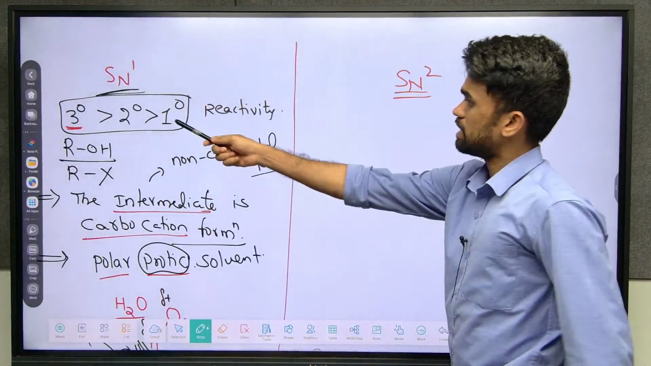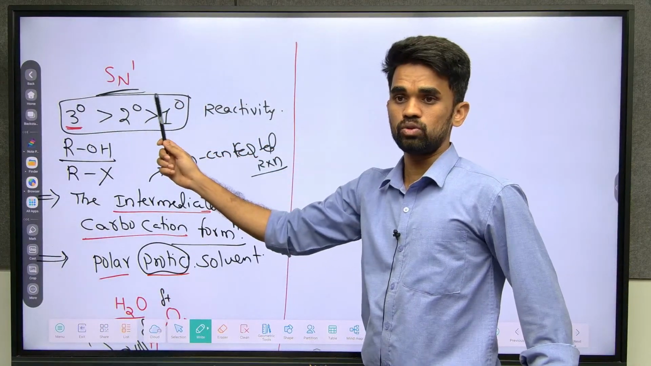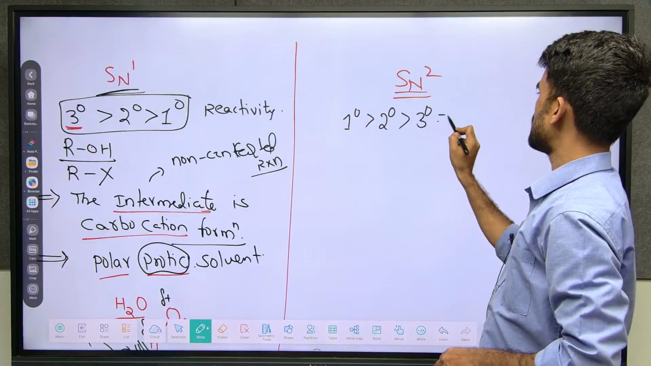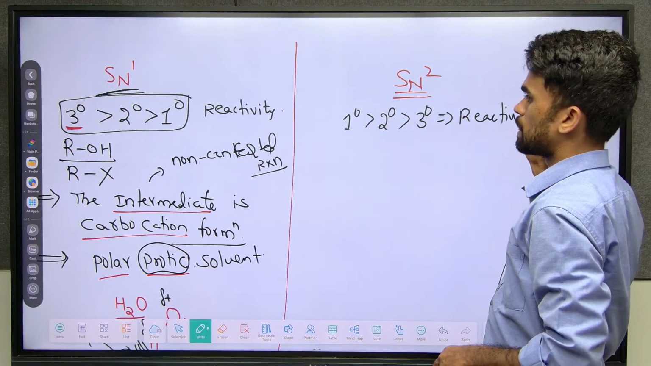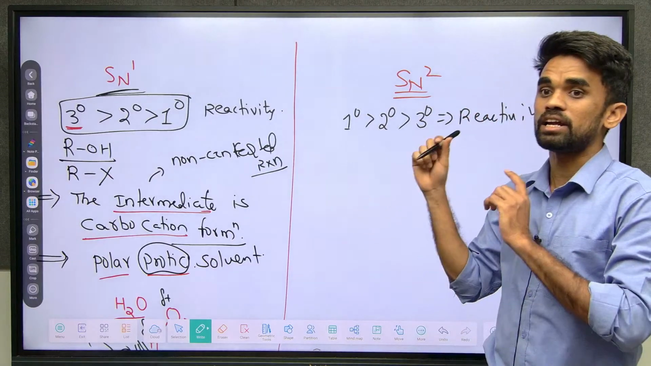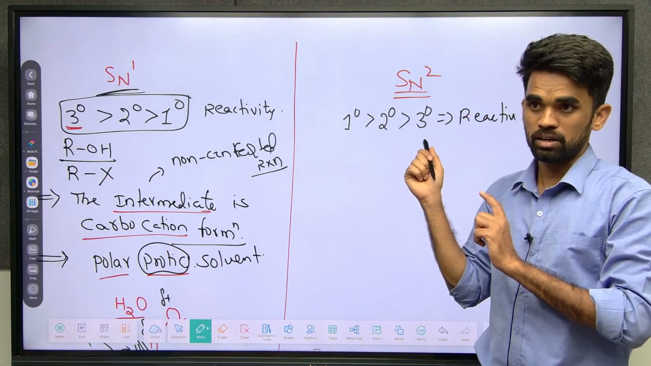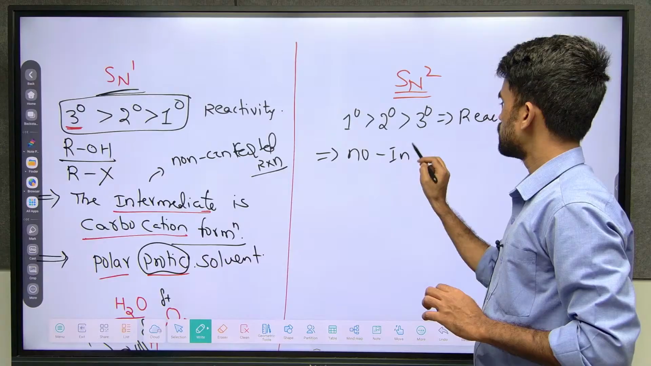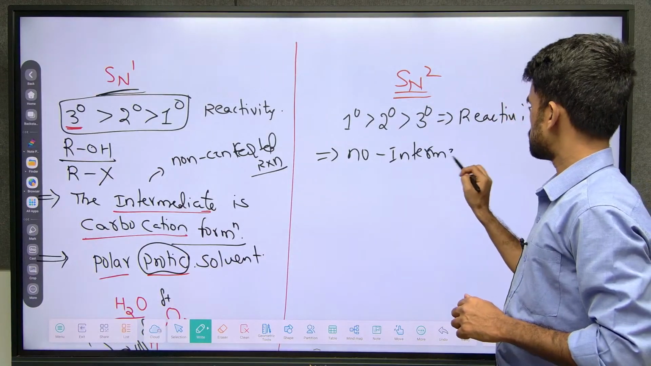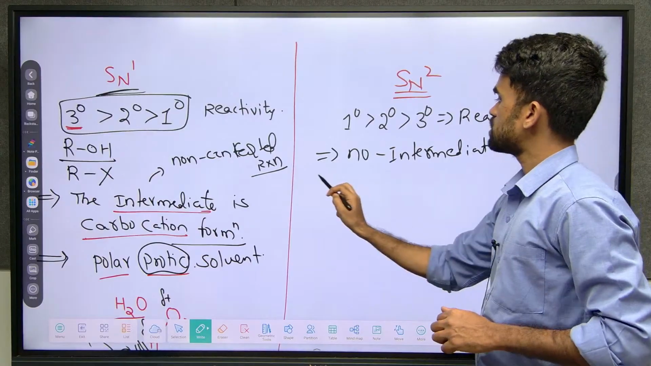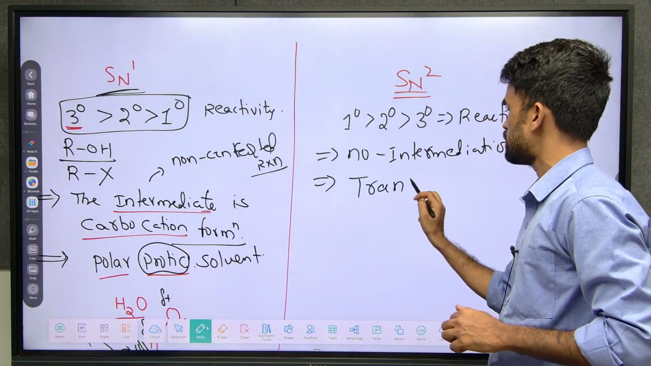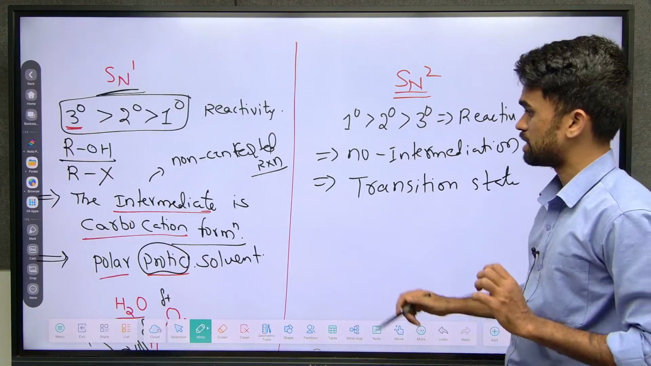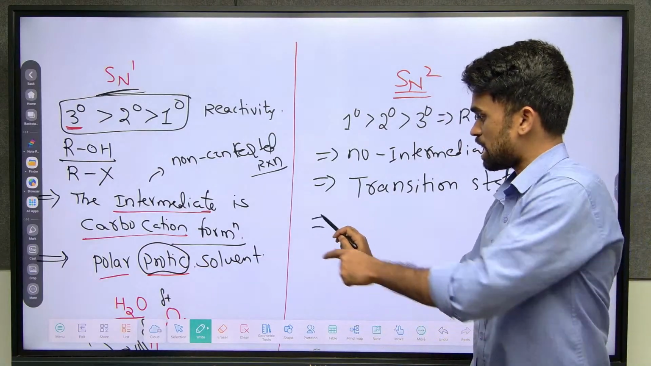SN2. That first one is, what is the order? You are seeing 3, 2, 1. Reverse of it. 1, 2 degree. This is the reactivity order. Okay. It means which alcohol is more readily undergo SN2? Primary alcohol or primary alkyl halide. Next one, there is no intermediate formation. It means you are going to see a transition state. What you are going to see? Transition state.